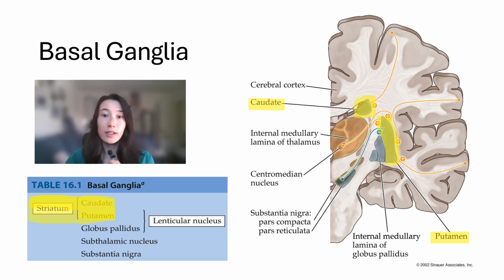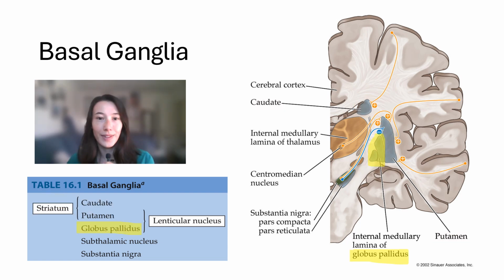So first, what makes up something called the striatum is the caudate and the putamen. These are both located deep within the cerebral hemispheres, and you can see one is a little bit more superior, one's a little bit more lateral. Next, we have something called the globus pallidus. There are two parts to it. One is called the globus pallidus externus, which is more superficial than the globus pallidus internus. Hence the names, internus and externus.